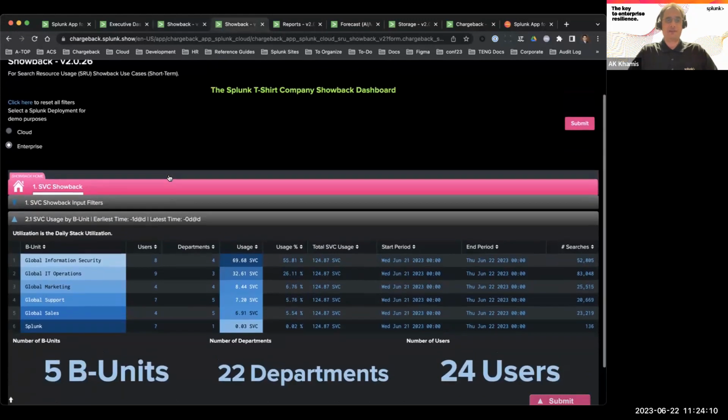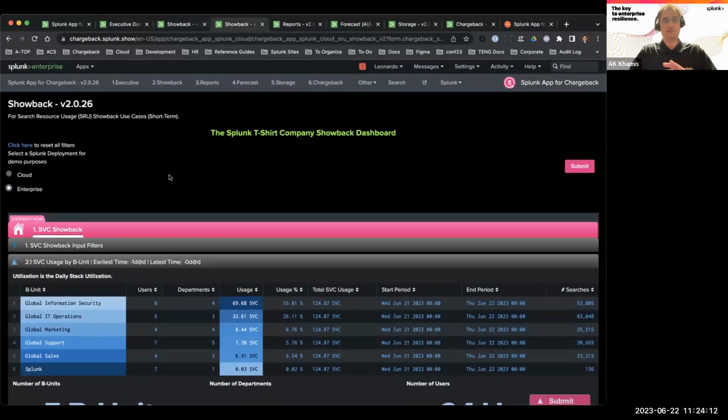Now this, I know it's going to be confusing. Why do you have executive and showback? The main difference is executive has everything kind of easy to use. Maybe give it to your managers. Easy to use, they can start there. They'll be able to see storage, ingestion, and SVCs. They don't need more than that.